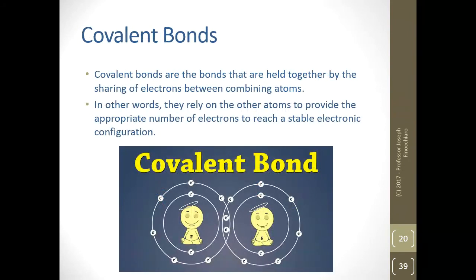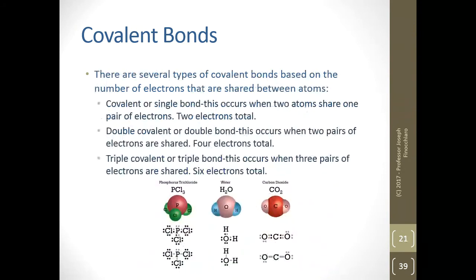With covalent bonds, they're held together by sharing. Okay? They rely on the other's atoms to provide the appropriate number of electrons to reach the stable electronic configuration. Instead of ripping them apart, they come together, they start sharing the electrons, and life is good.